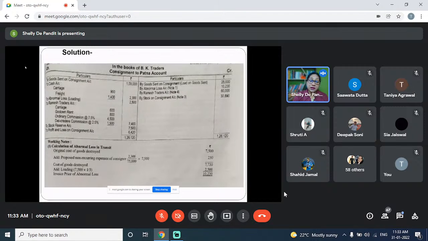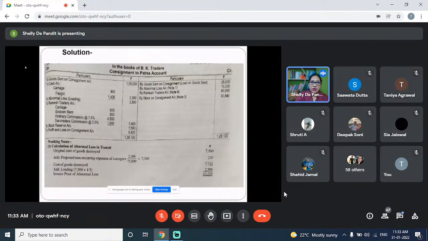Otherwise, we can apply the basic formula. IP is equal to C plus P. C is 100, the P is 33.33. So my IP is 133.33, right? Now, the cost is 75,000. That means 100 is 75,000. So what is the value of 133.33? It will come as 1 lakh. Got my point? So that is IP.